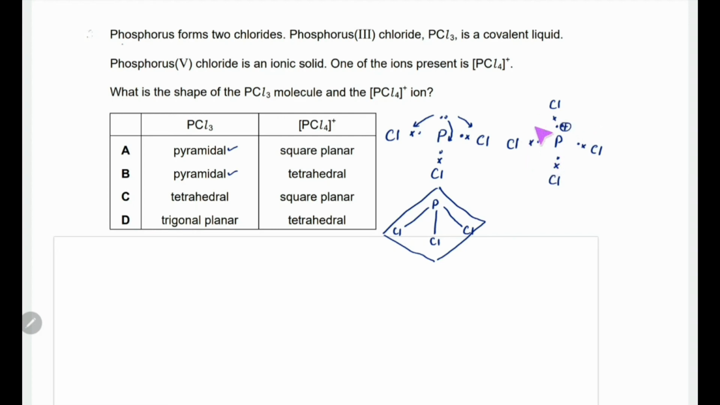Now, if we see there are 4 bond pairs around phosphorus, and the presence of 4 bond pairs gives rise to a tetrahedral structure. So phosphorus will give us this tetrahedral structure just in this form. So it has tetrahedral, which is in choice B. So the correct choice is choice B.